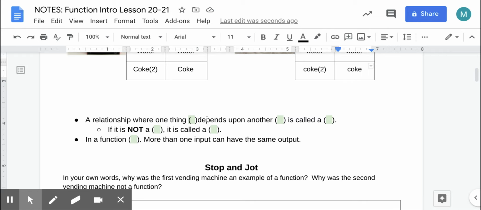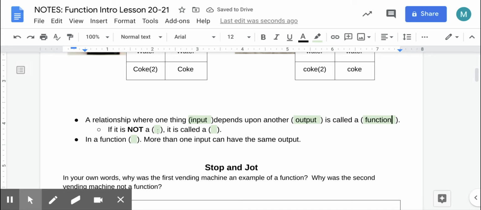Here's where we get into the math vocabulary about it. A relationship where one thing, or that first thing, is an input, so it's the first thing, the button we were pushing, depends on another, our output, is called a function. Yes, you should be typing these into your document. When it's not a function, it's called a relation.